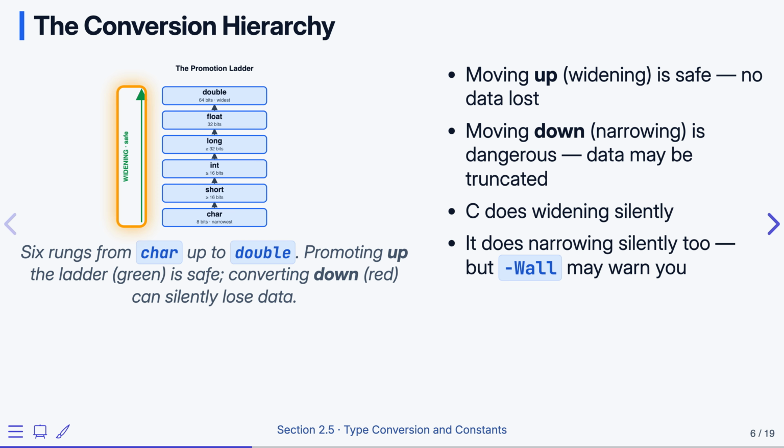Now look at the green arrow on the left. Moving up the ladder is called widening. Widening is safe because the wider type has room for every value the narrower type could hold. No data is lost. Now look at the red arrow on the right. Moving down the ladder is called a narrowing conversion. Narrowing is dangerous. The smaller type may not have room for the value, so C can silently drop the part that does not fit. That is data loss.